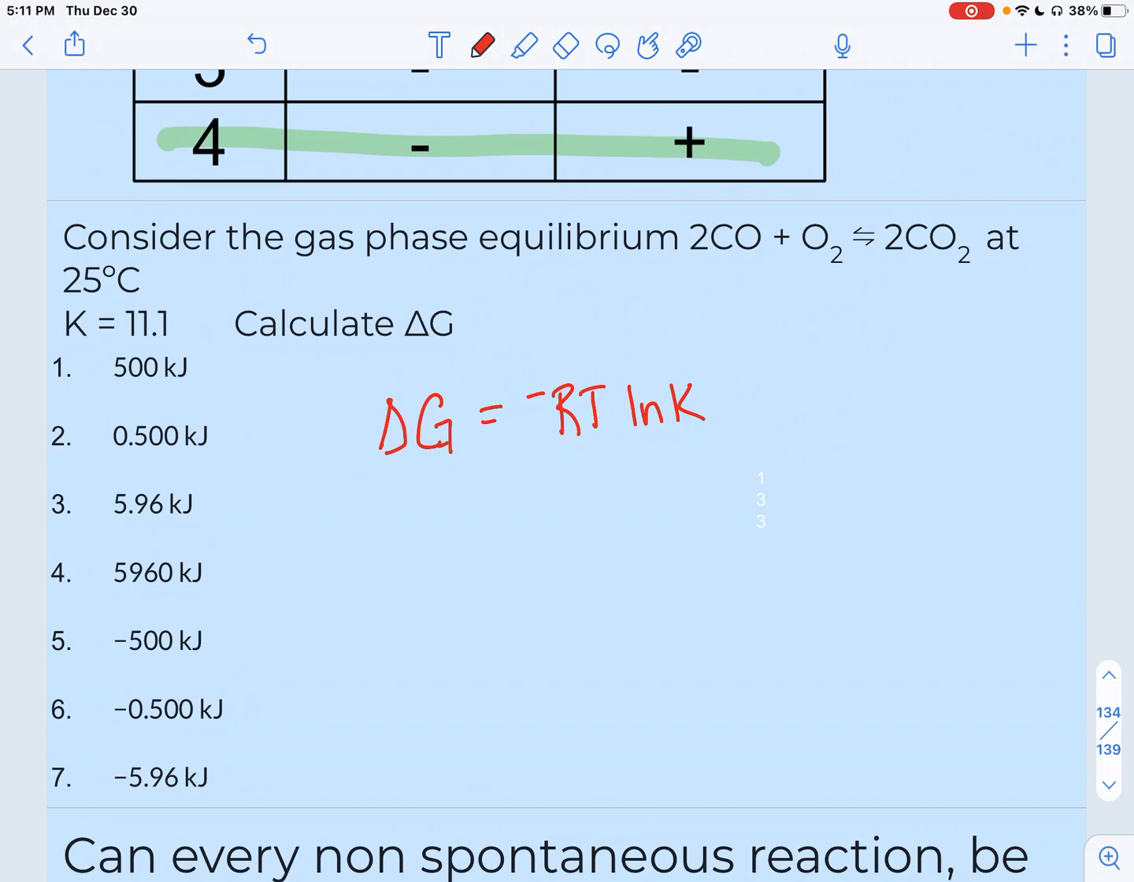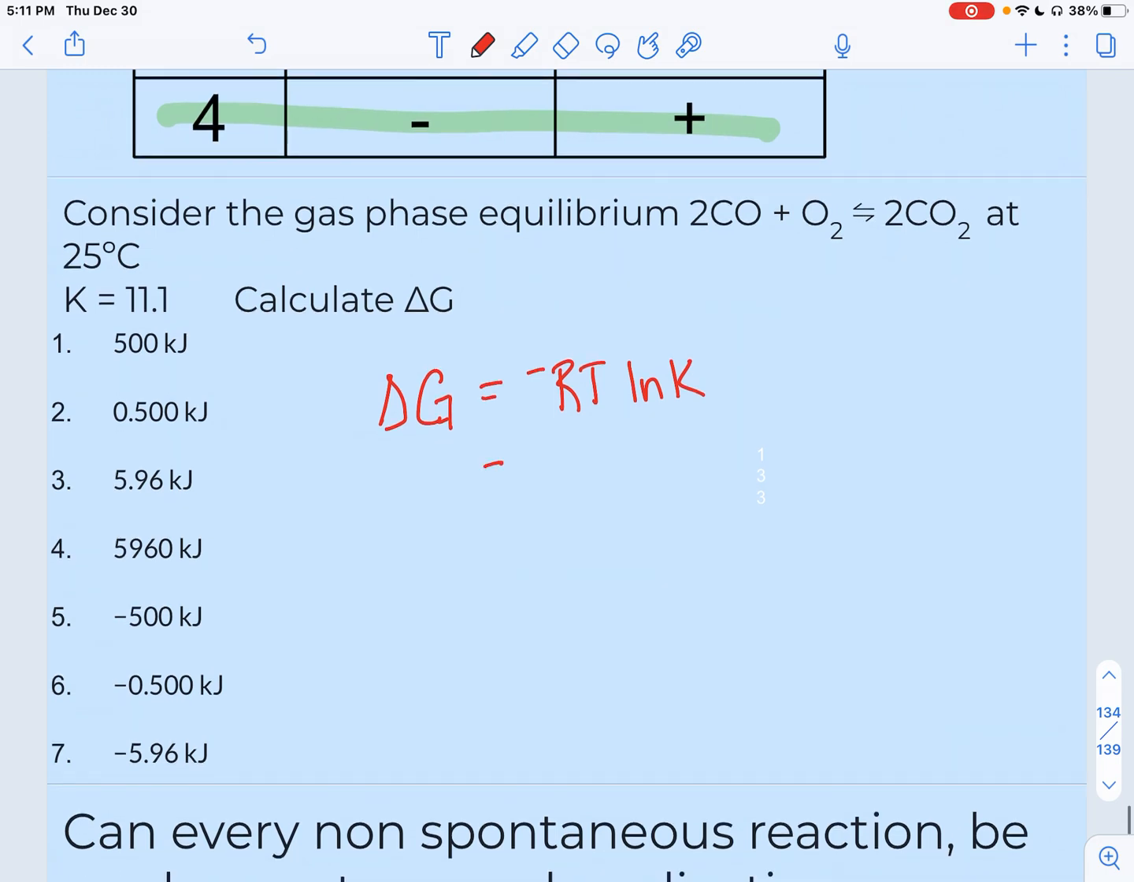So all you have to do here is plug in your numbers. You'll notice that it's not ln Q, it's ln K, because as far as we know, this is all at standard conditions. So we're going to plug in our R. Remember to convert it to kilojoules instead of joules, because we want delta G to be in kilojoules.